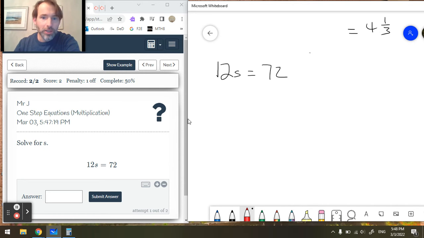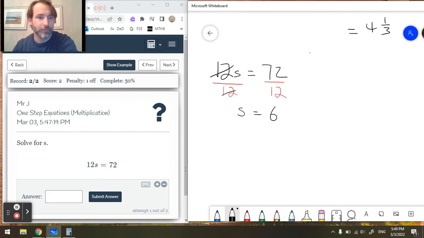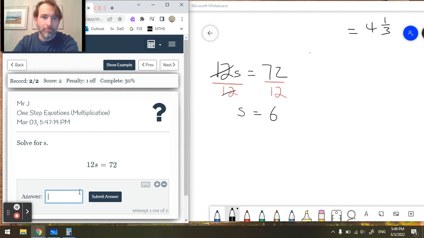Well, what we do is something called inverse operations. Whatever's being done to your variable, do the opposite. So here it's being multiplied by 12. The opposite of multiplication is division, folks. So I'm going to divide both sides by 12. And then I get the next line. The 12 and the 12 cancel. And so I have S is equal to 72 over 12, which, well, let me check that on my calculator. You can check it on a calculator if you want.